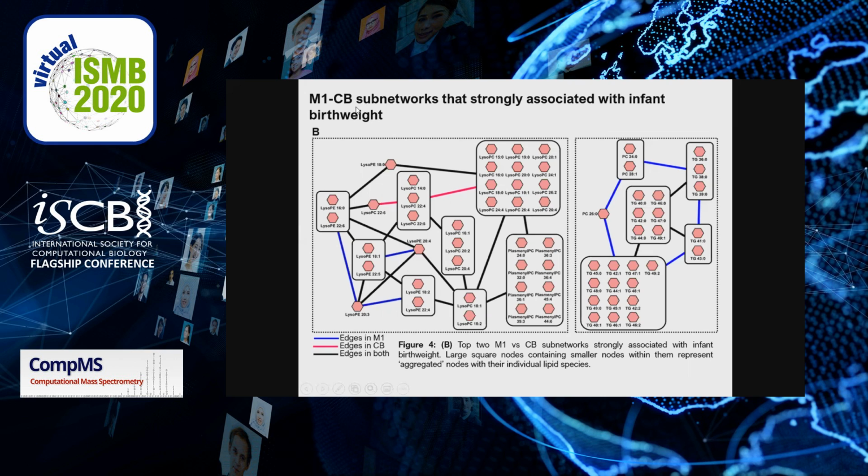Here in Figure 4, we see the top two subnetworks associated with infant birth weight from the M1 cord blood comparison. Here we see the top subnetwork containing lyso-PCs and lyso-PEs, and the second subnetwork containing PCs and TGs. These results are consistent with some of the previous findings that show a strong association of cord blood lyso-PCs with infant birth weight.